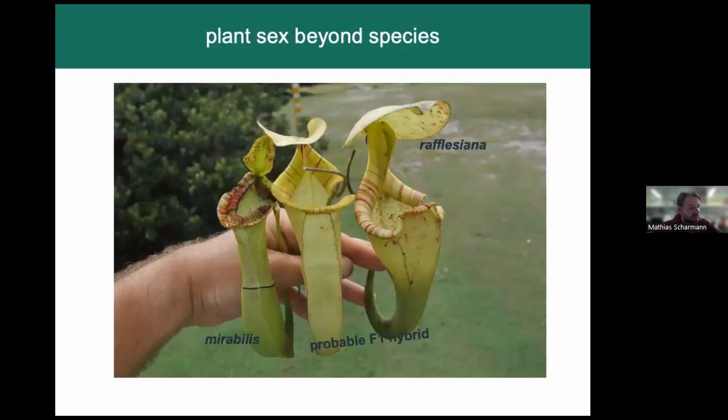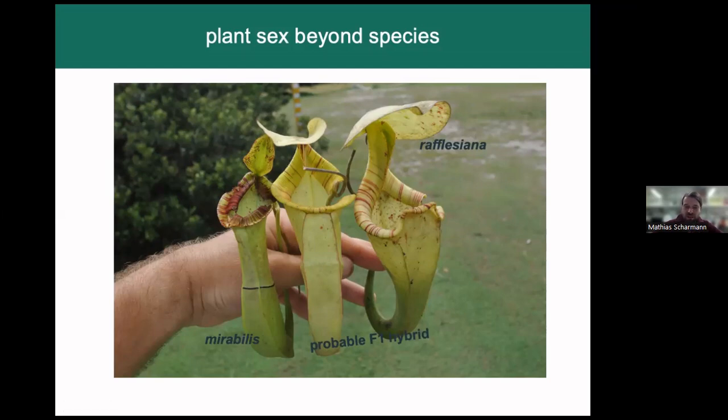Okay, then there's something to say about Nepenthes sex beyond the species, because Nepenthes often grow with 2 or more species together in the same place, and often their flowering times also overlap. It's another topic about which quite little is known, when they flower in the wild and whether the different species have different flowering times. But here's an example where I found a Nepenthes mirabilis habitat that was also a Nepenthes rafflesiana habitat. And among them, you can find these F1 hybrid plants that I put here in the middle.